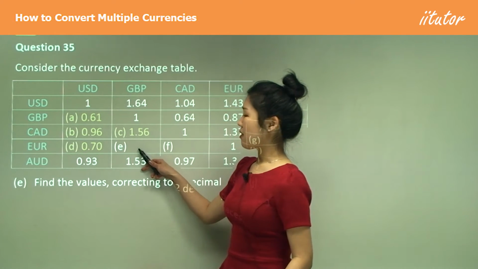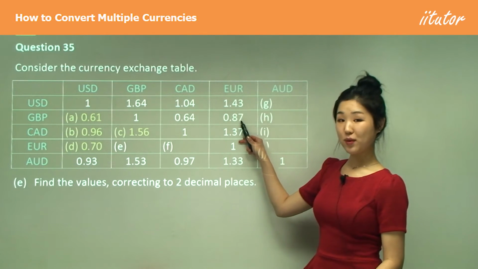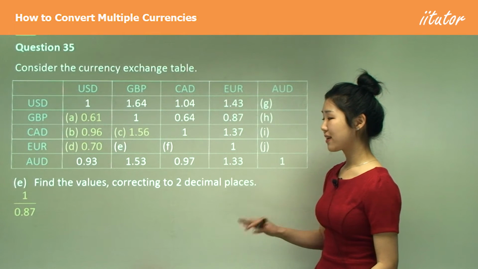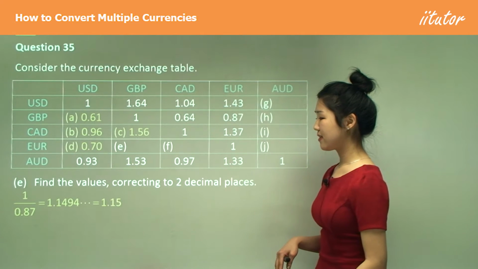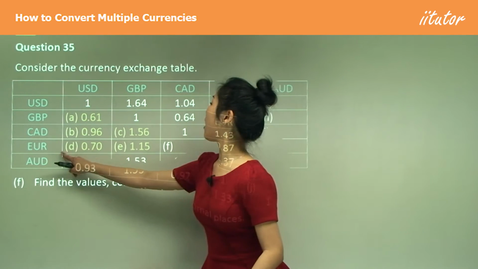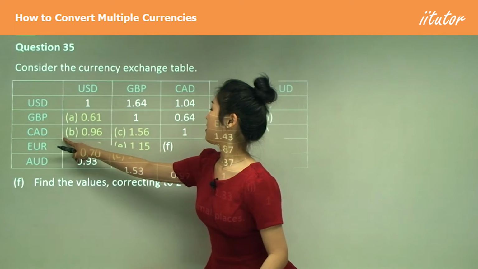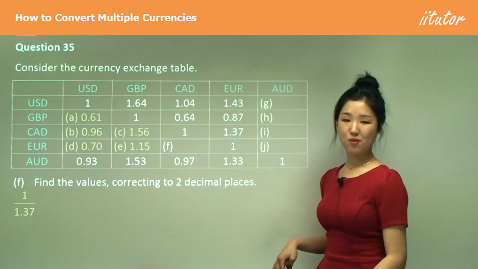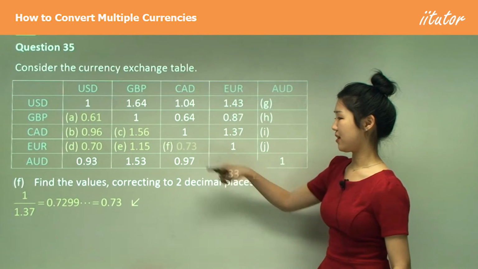EUR to GBP, that's what we want. And do we have GBP to EUR? Yes, we do. So it's just the inverse again, 1 over 0.87. Plug that in your calculator. That's what should appear on your calculator screen. 2 decimal places, plot that in. F, okay, we want to know EUR to CAD. Now, do we have CAD to EUR? CAD to EUR is 1.37. The inverse is what we need to do, 1 over that. Calculate it, 2dp, plot it in.